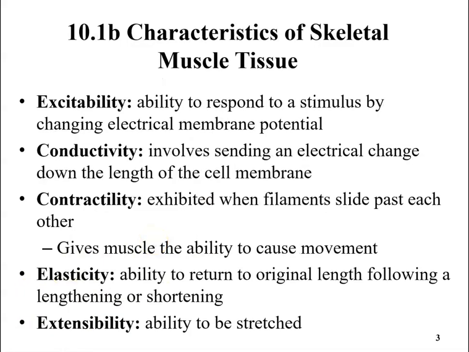All right, characteristics of skeletal muscle tissue. I want you to be pretty familiar with these definitions. Excitability, this is going to be the ability to respond to a stimulus by changing electrical membrane potential. Conductivity, muscles are conductive, and conductivity involves sending an electrical change down the length of the cell membrane. They're also contractile. This is exhibited when filaments slide past each other and gives muscle the ability to cause movement.